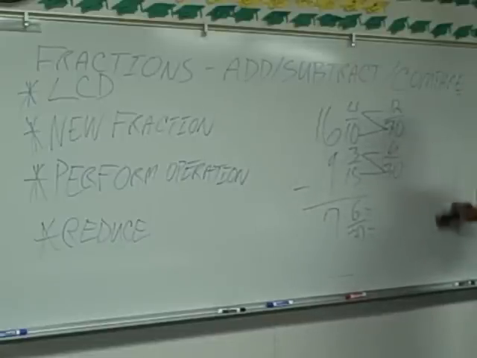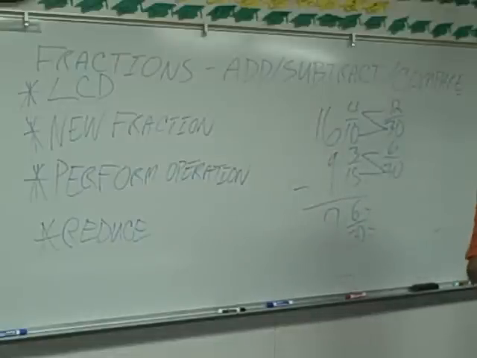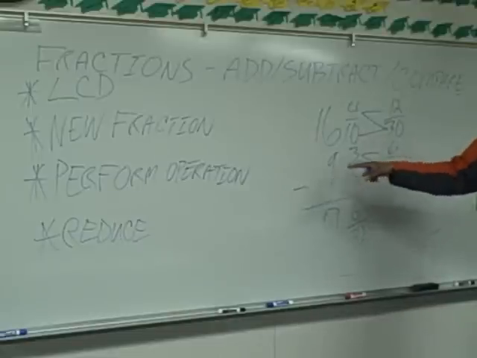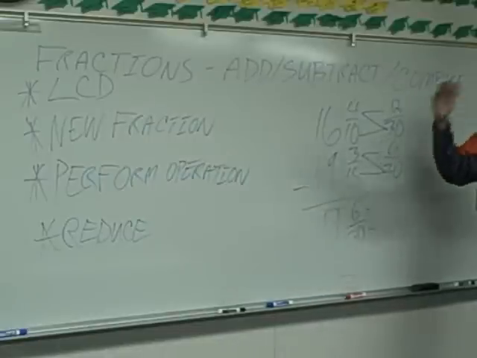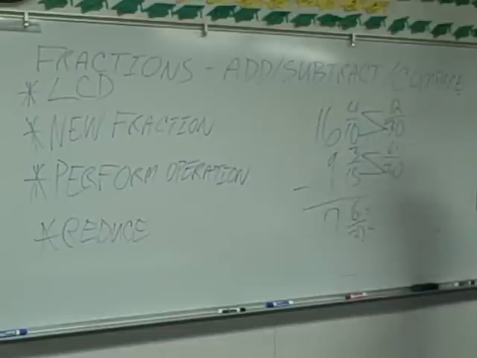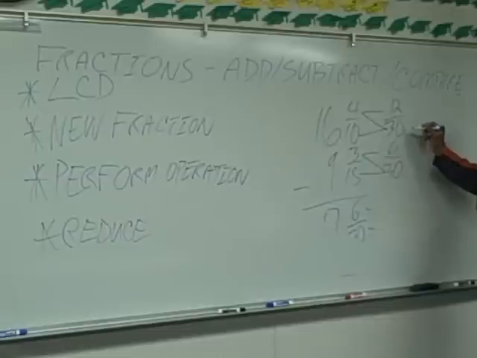All right. So Patricia says I lost her. So let's take it from the top. 16 4/10, and we're going to subtract 9 3/15 from that. Right. Okay? So the first step is to find the lowest common denominator. We find the lowest common denominator by running the multiples of 10 and 15. Right. 10 times 1, 10 times 2, 10 times 3 is 30. 15 times 1, 15 times 2 is 30. So now our new denominator is 30.